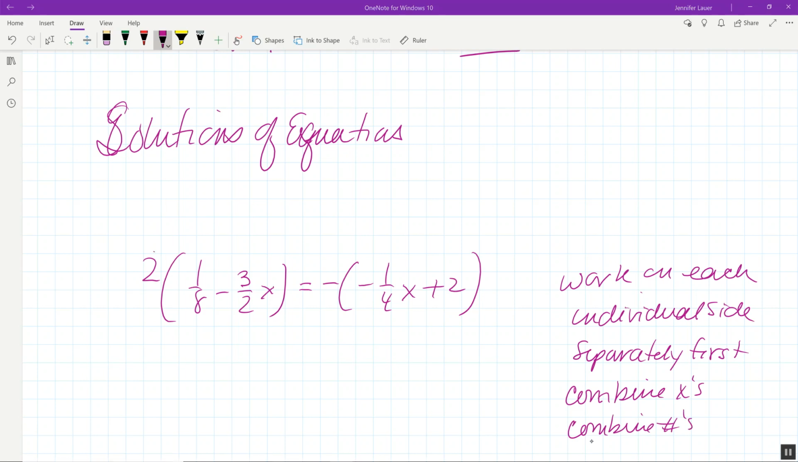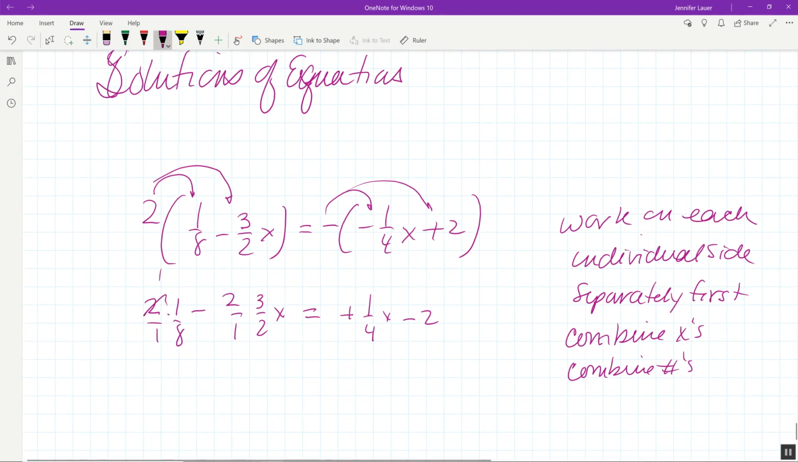Okay, so I'm going to run this 2 through first. That's called the distributive property. So it looks like this, and most of you know this. And you can think of it as fractions if it helps you when you're dealing with the other stuff. And then I'm going to run this negative through, so this will be a positive 1/4 x, and then a minus 2. So here, this will reduce to 1/4 minus 3x is equal to 1/4 x minus 2.